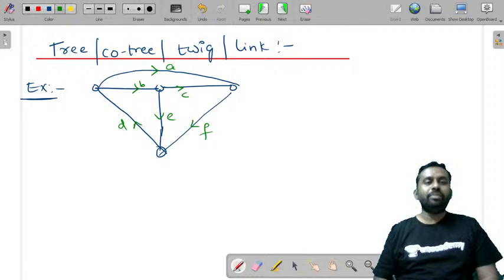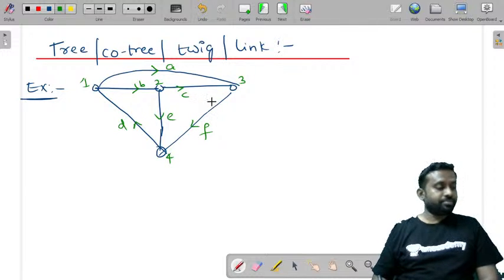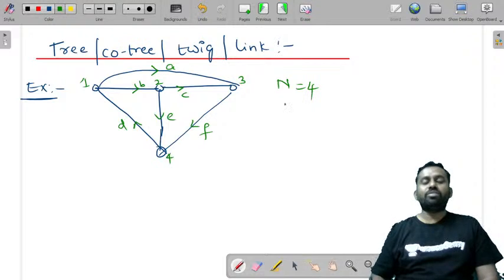You can take them randomly. I've just taken them; if the given question has some directions, you need to take them accordingly. Now, how many nodes does it have? It has four nodes. How many branches does it have? One, two, three, four, five, six. Six branches we have.